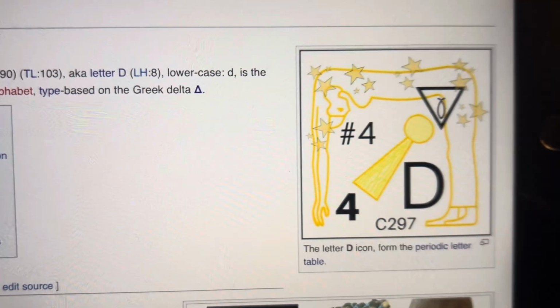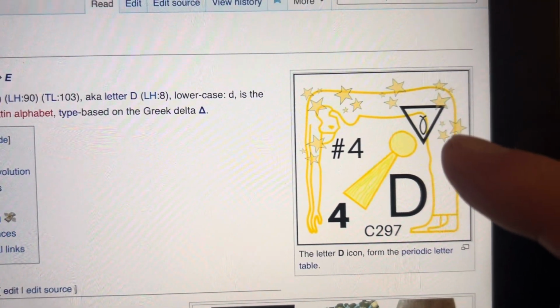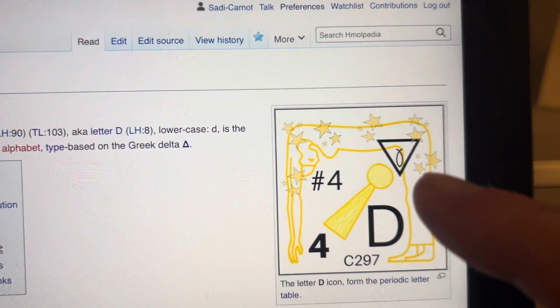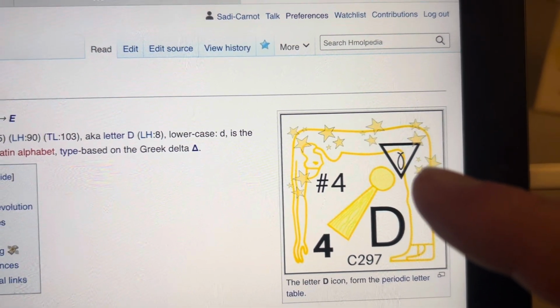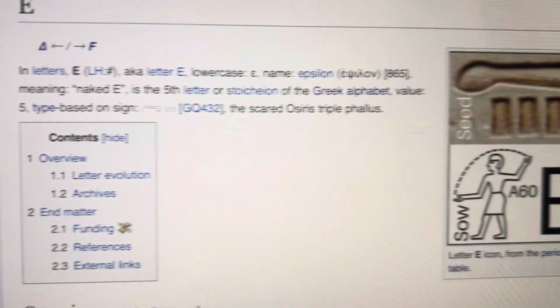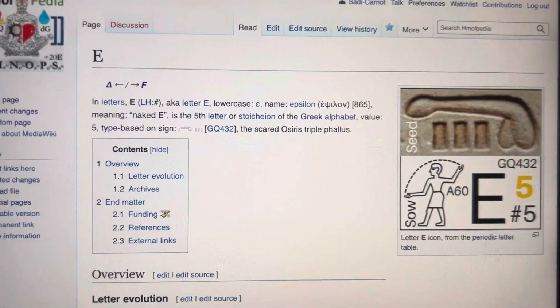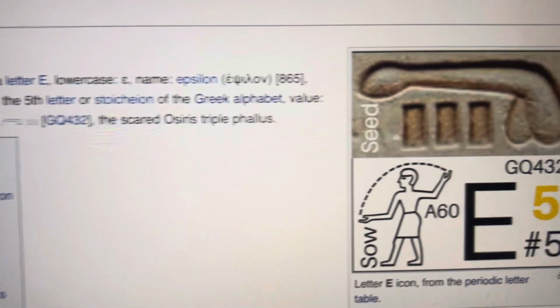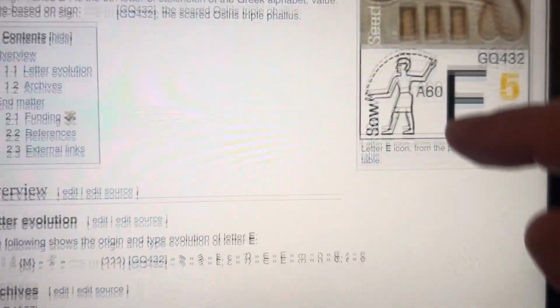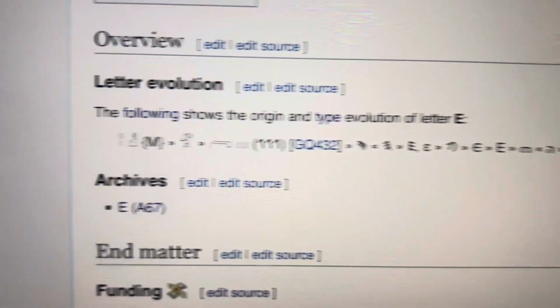Letter D is the pudenda of letter B, or the isosceles triangle-shaped pubic hair region out of which the sun is born in the east. Letter E is the Osiris triple phallus sign, or triple seeding sign. Which evolved as follows.